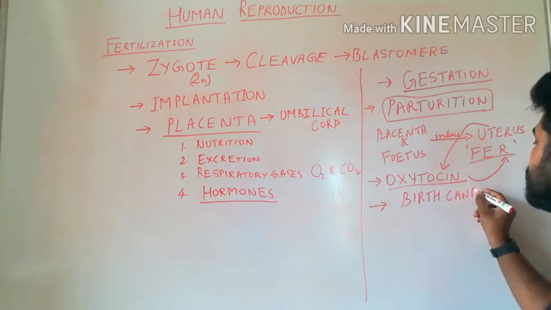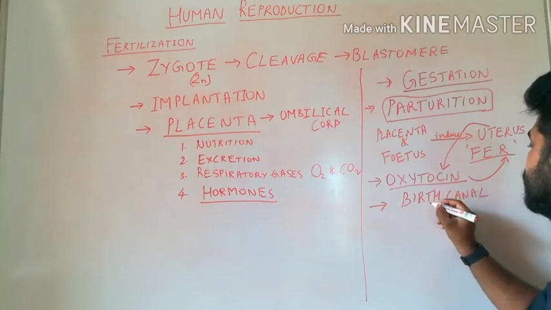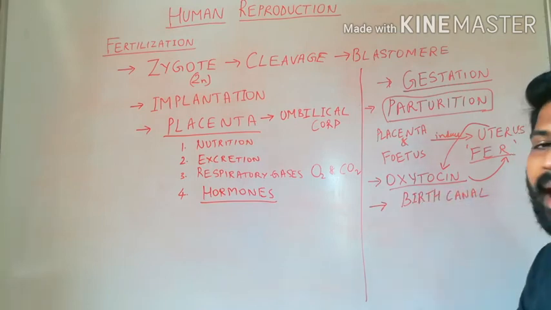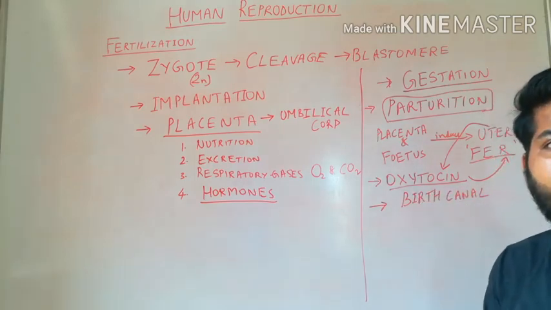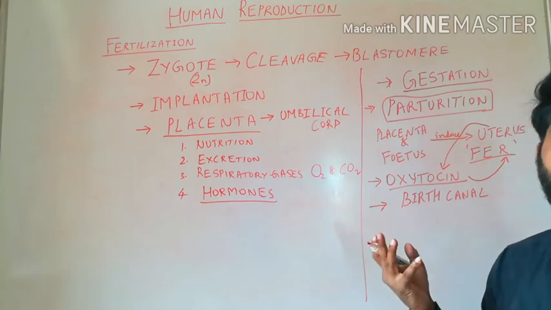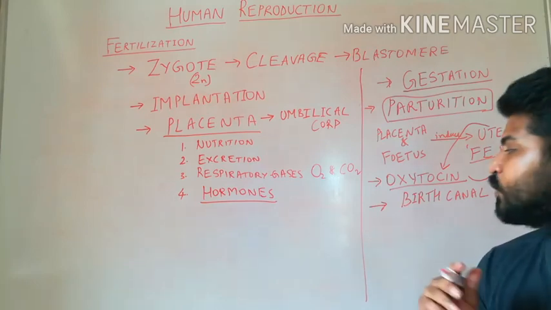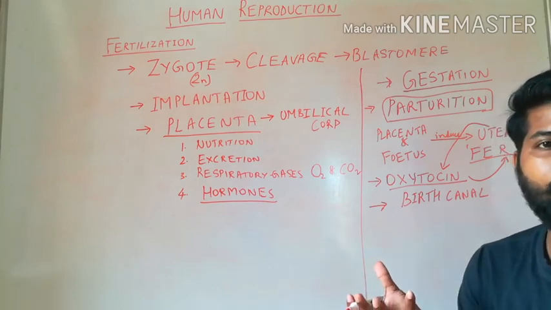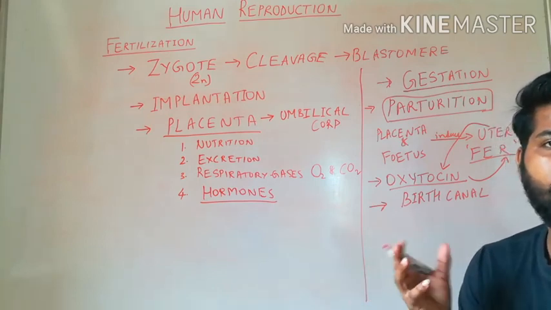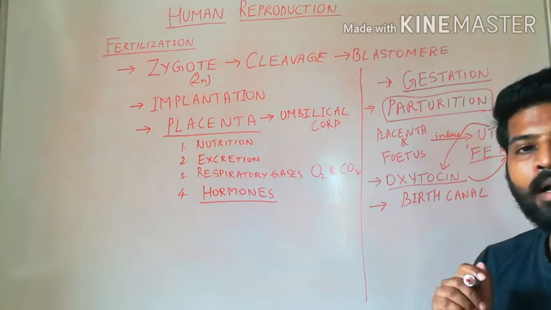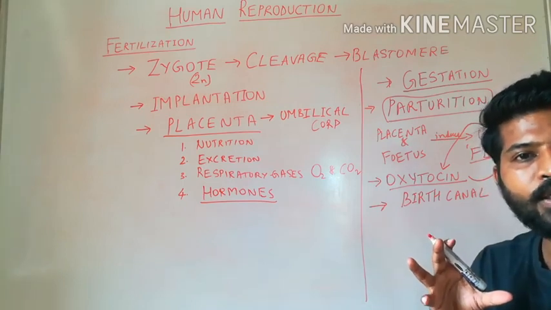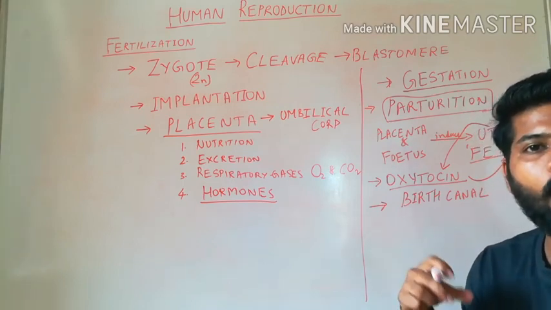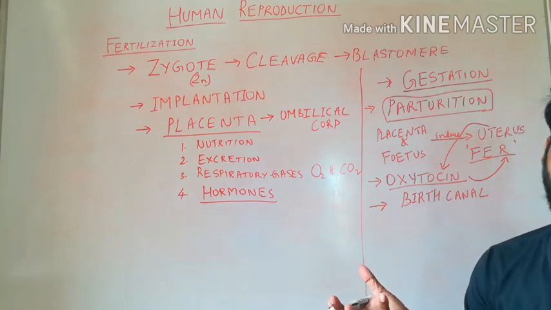Other hormones such as estrogen and cortisol also play a role during parturition. As soon as the fetus is delivered, the umbilical cord is cut and tied. The placental tissue will also be expelled out of the birth canal.